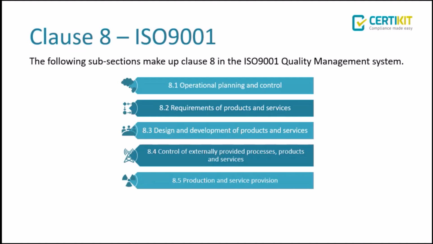8.5, production and service provision. This subclause addresses the actual processes of producing and providing those services. And it covers factors such as control of production and service provision, ensuring product and service conformity, preventing mix-up, and preserving the integrity of products during handling and storage. These are your SOPs, your standard operating procedures. If you're a manufacturer, your contingency procedures, if it's an emergency type thing, all of these sit within 8.5.